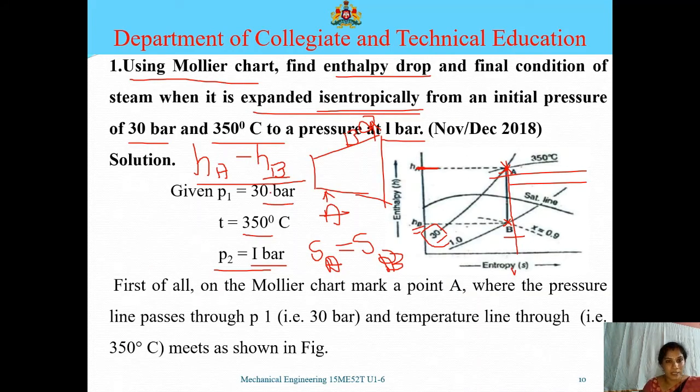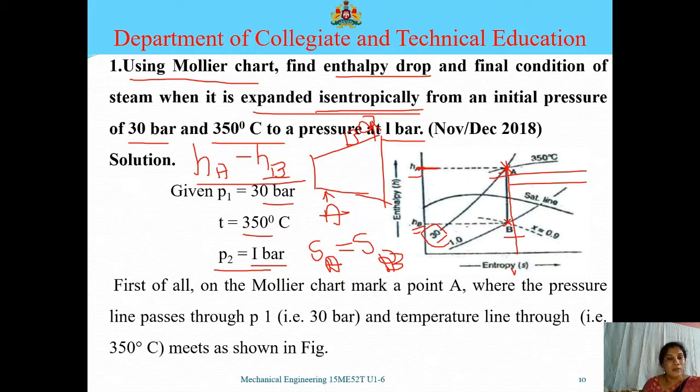So I'll repeat once again. What we did: the initial condition they have given is 30 bar and 350 degrees Celsius. So I'll search for the pressure line where it is 30 bar, and I'll search for the temperature line where it is 350 degrees Celsius. So the intersection of the temperature and pressure will be marked as point A. Then I'll draw a straight horizontal line, and this horizontal line will yield me HA.